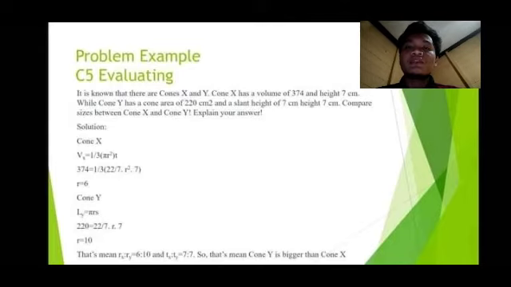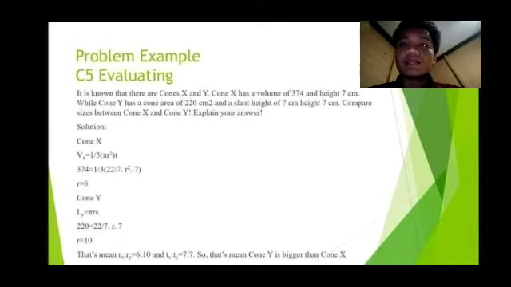Problem example C5, evaluating. It is known that there are cones X and Y. Cone X has a volume of 374 and height 7 cm, while cone Y has a lateral area of 220 cm squared and a height of 7 cm. Compare the size of cone X and cone Y.